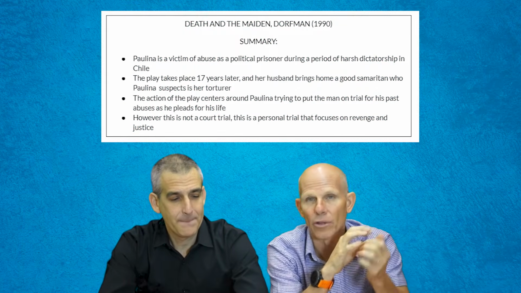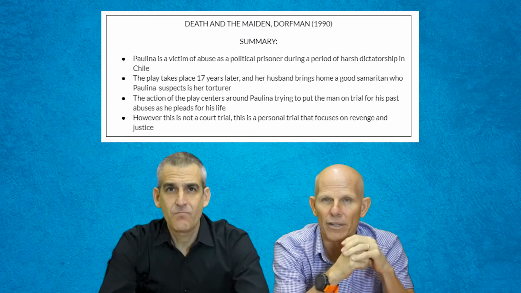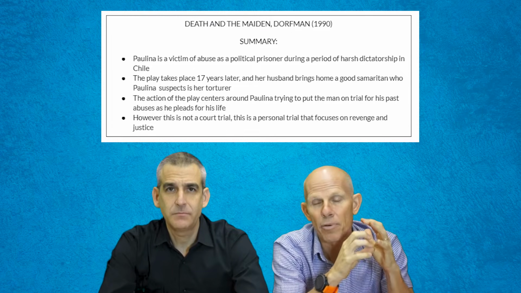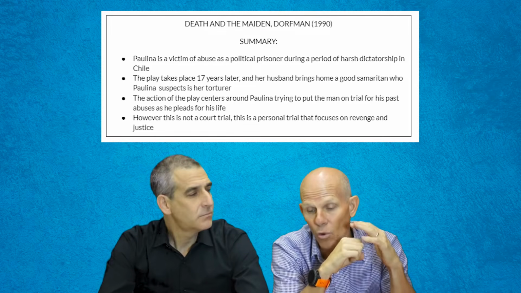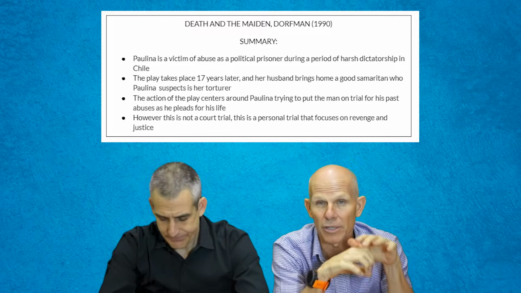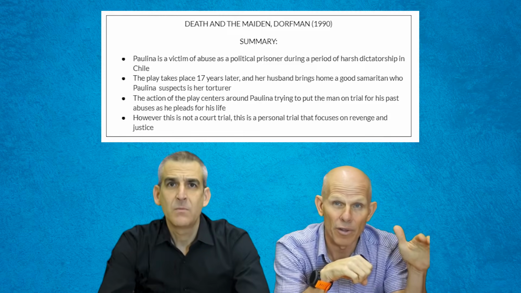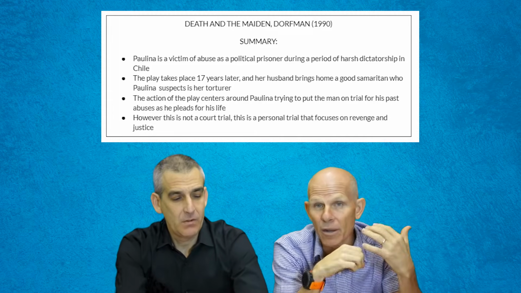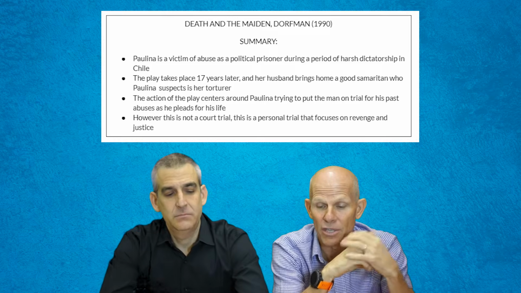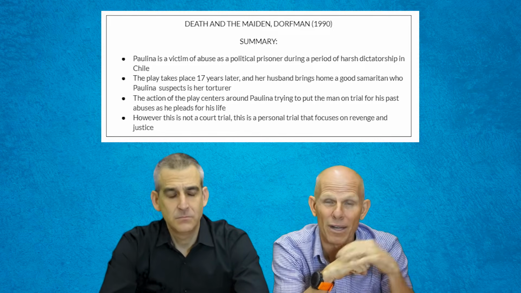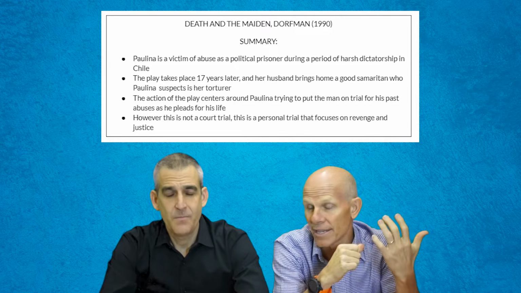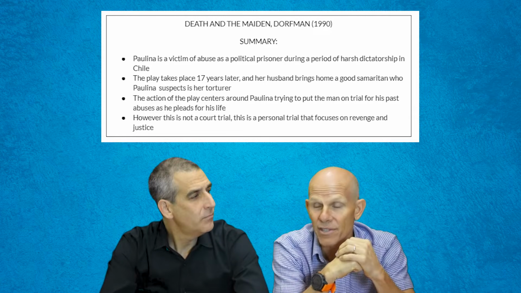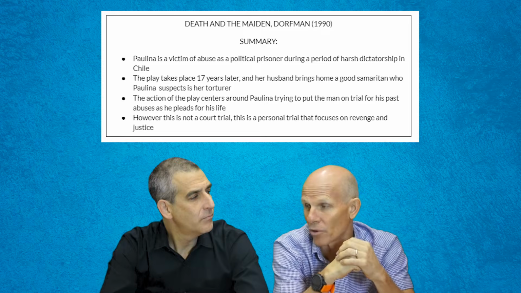Okay, so we're going to look at a play called Death and the Maiden by Ariel Dorfman. It's an excellent play. It was written in 1990. This play principally is about a woman who has been a victim of abuse and torture and sexual abuse while she was a political prisoner 17 years in the past. And now she's living in a beach house with her husband, and she's been really tormented. And he brings home a good Samaritan, a man that helps him out, and she suspects that he's her torturer, and she decides to put that suspected torturer on trial.